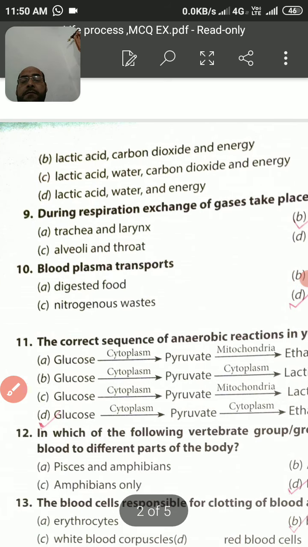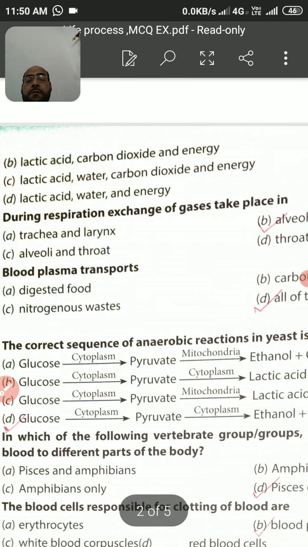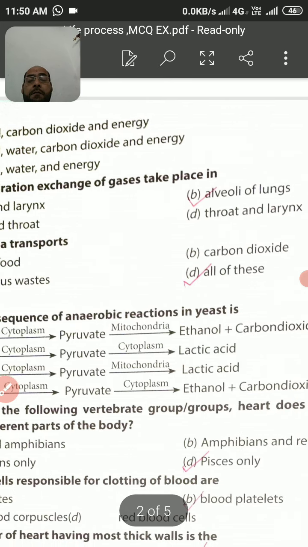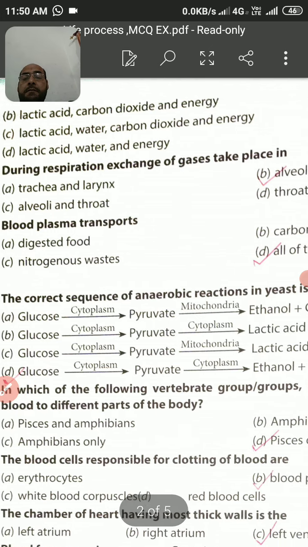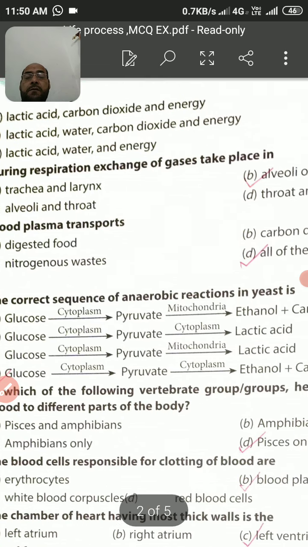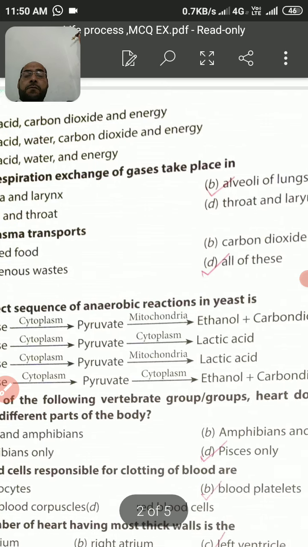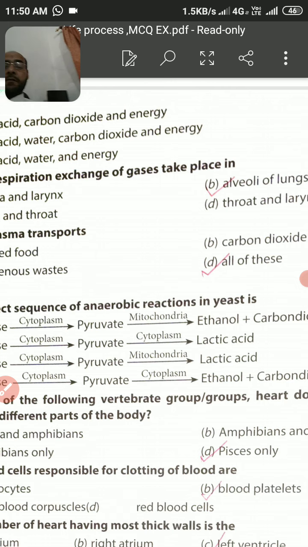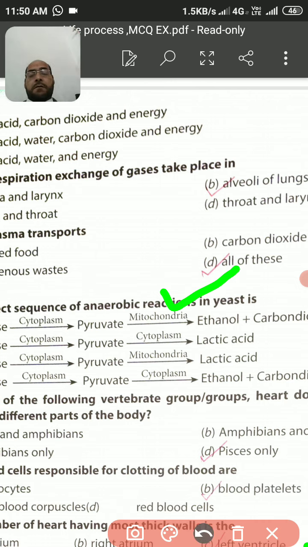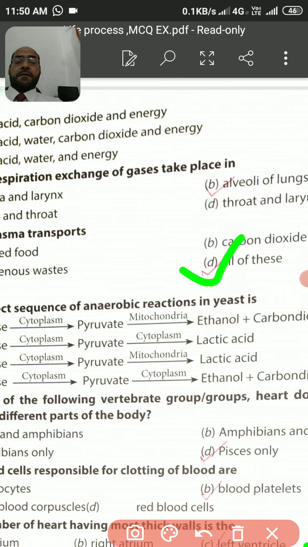And come to the next, that is the blood plasma transport: carbon dioxide, digested food, nitrogenous waste. So the answer will be all of these.